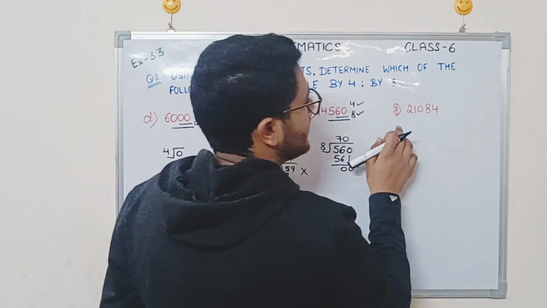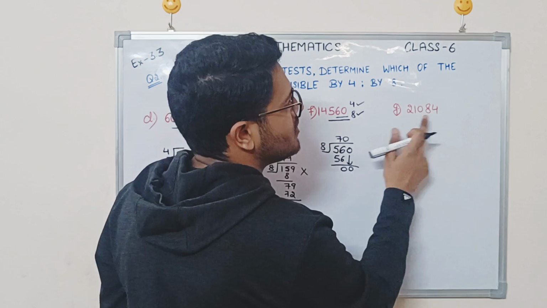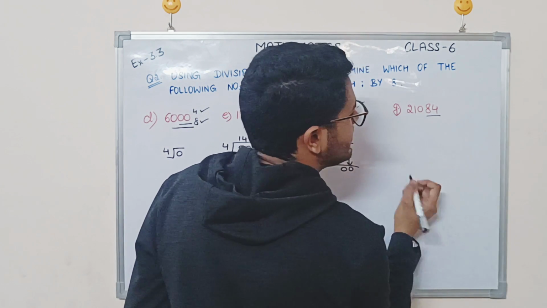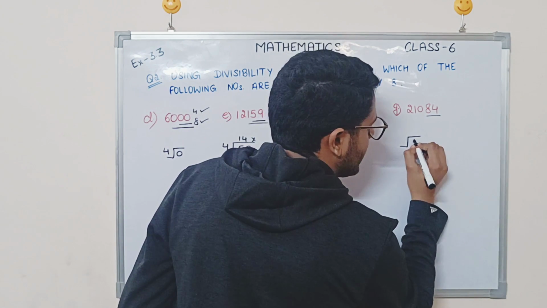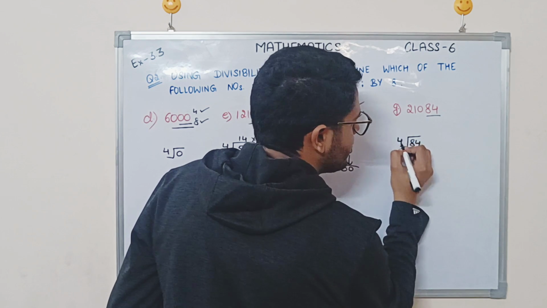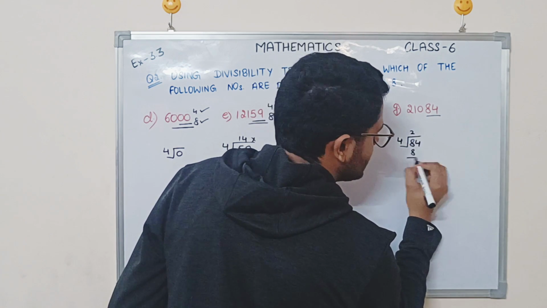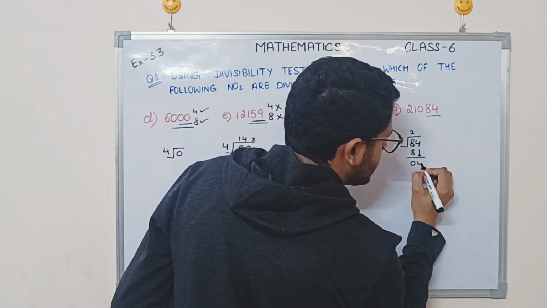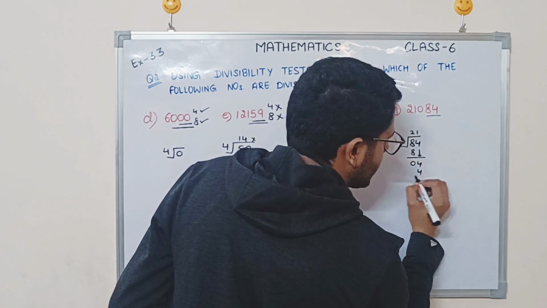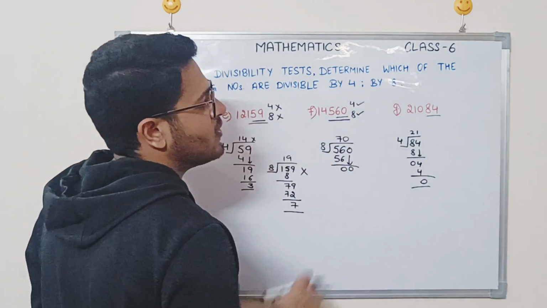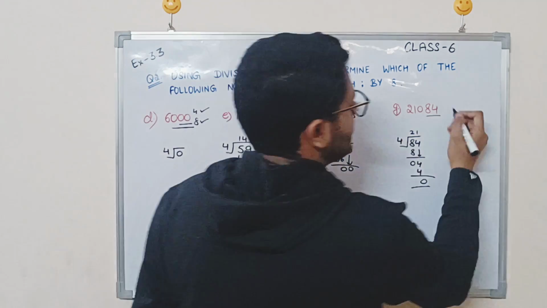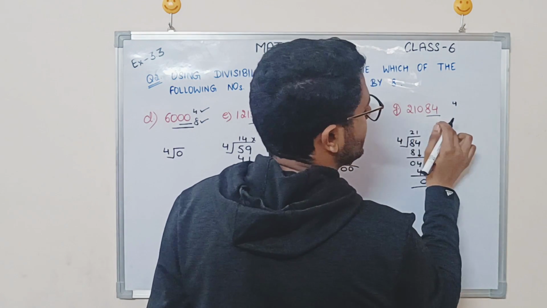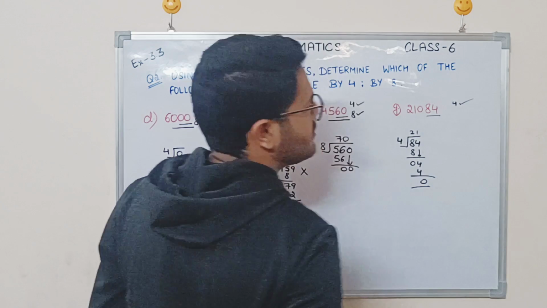Next part, G part. 21,084. Last two digits 84. 84 divided by 4. 4 twos are 8, 0. Then 4. 4 ones are 4. Remainder is 0. 84 is divisible by 4. Therefore 21,084 is divisible by 4.